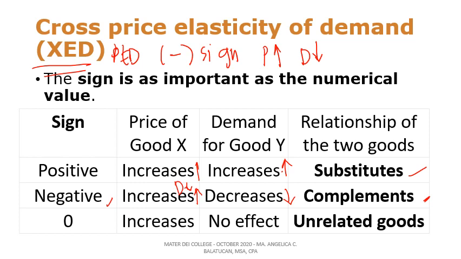How about if the coefficient is 0? It means that as the price of good X increases, the demand for good Y is not affected. Or if the price of good X decreases, demand for good Y is still not affected. So therefore, the two goods are unrelated goods.